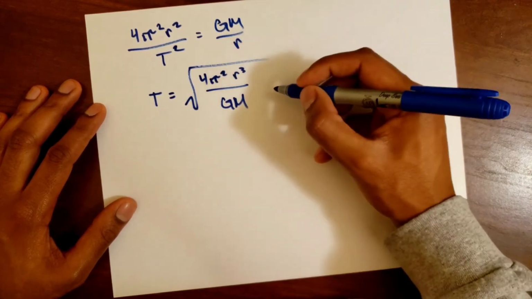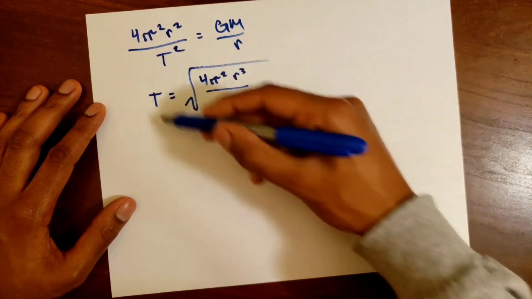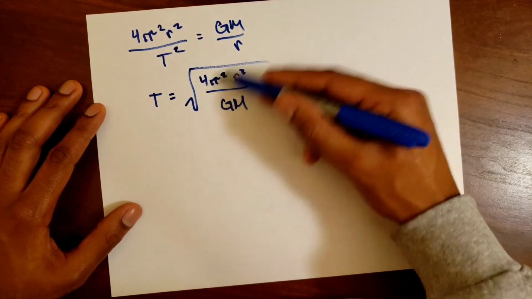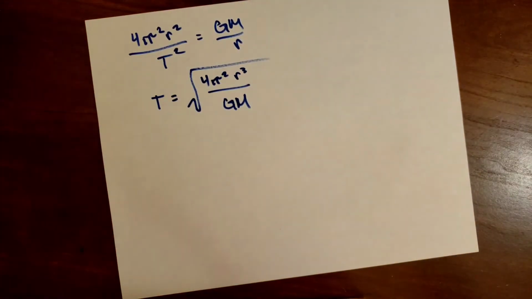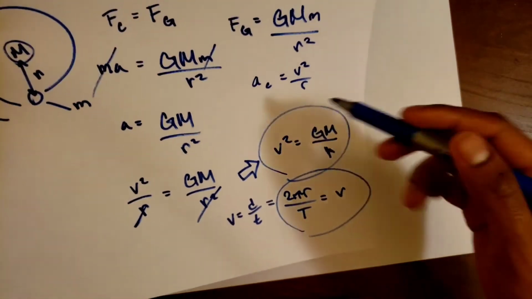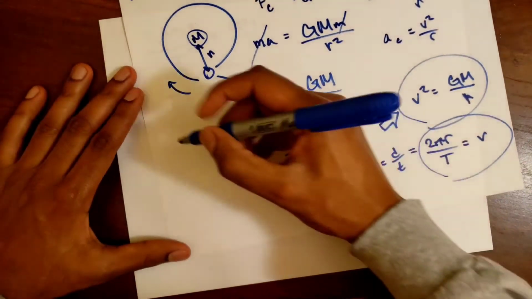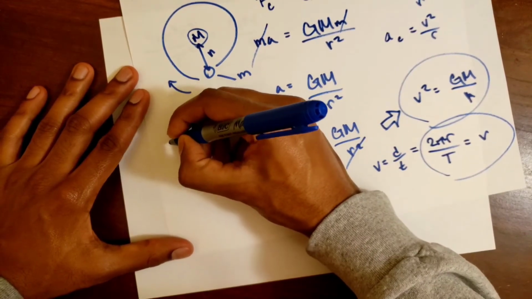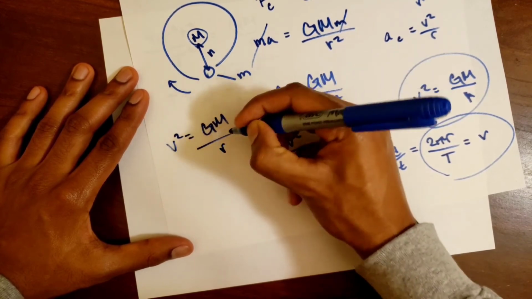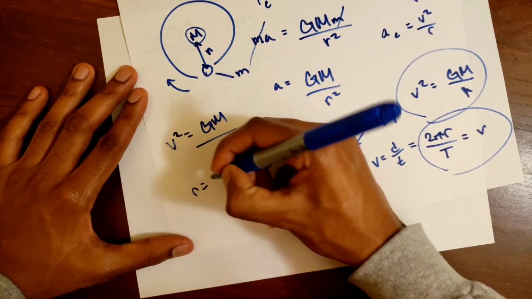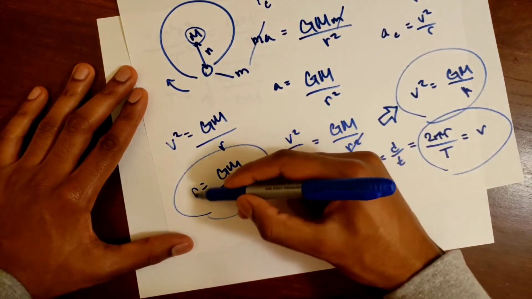And we don't know r, so we need to write r in terms of known values. So again, we have an equation for period here, but not everything in it is known, so that's not an answer. So instead of writing everything again, I'm just going to refer back to this. Up here, we said v squared is equal to GM over r. For the sake of time, I'm just going to flip that equation. So v squared equals GM over r. We can isolate for r. So we can get r equals GM over v squared, which is good because now we have r in terms of known values.